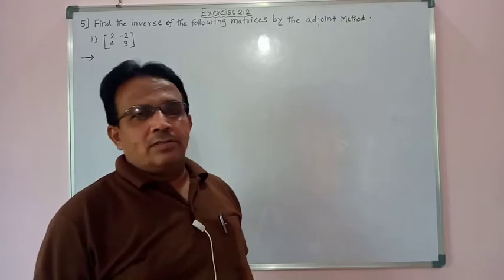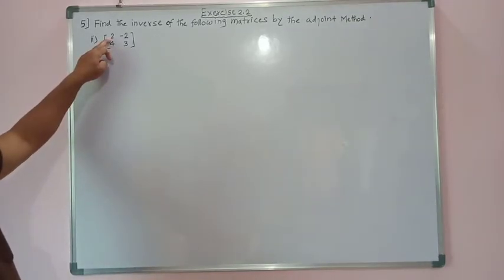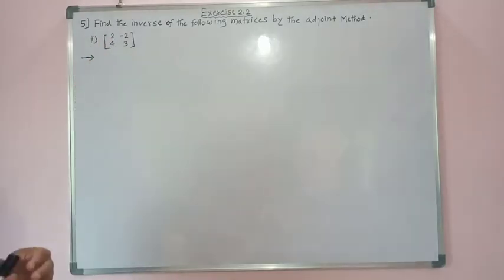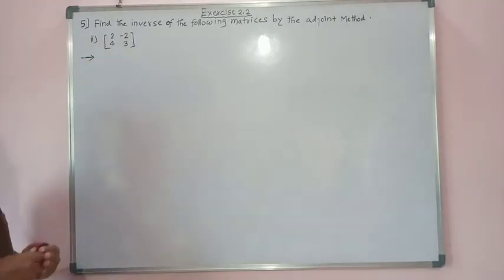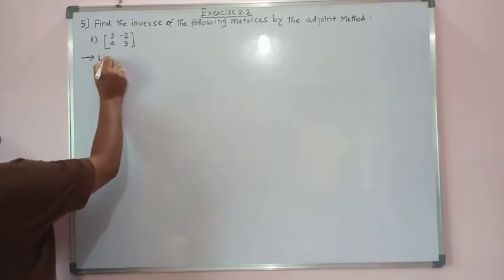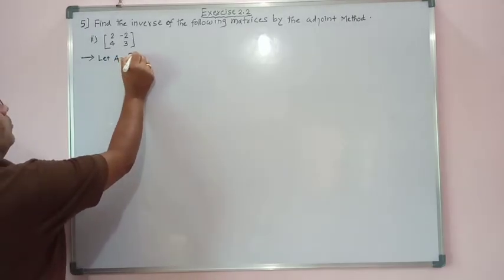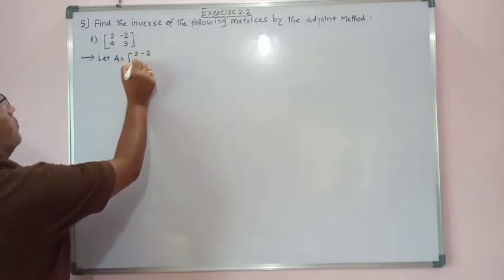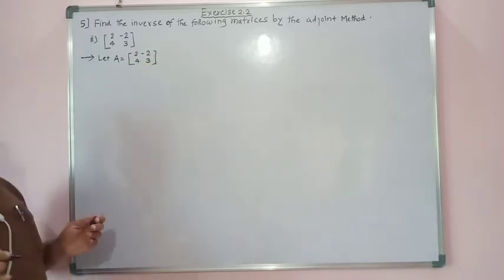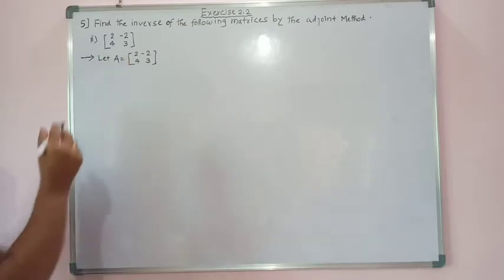Okay, we have discussed the first example. Now the second example: [2, -2; 4, 3]. This is a square matrix. The order is 2 by 2. Let matrix A be [2, -2; 4, 3].